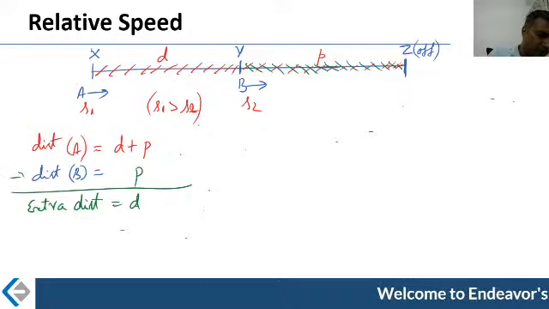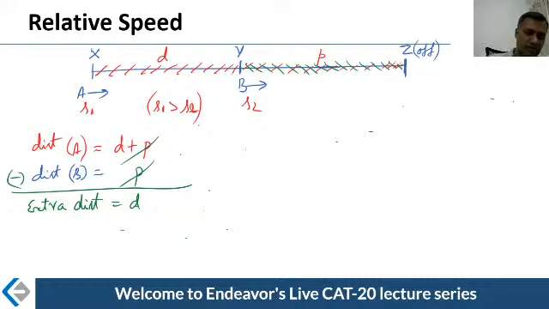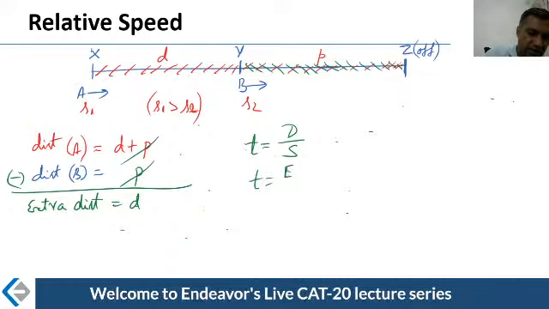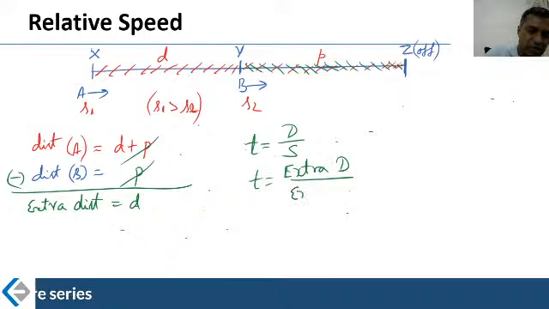Extra means what? Subtract. You are subtracting this. Therefore, the extra distance traveled is D, and therefore the extra time available. Time is equal to distance by speed. The same time can be written as extra distance traveled by extra speed available.